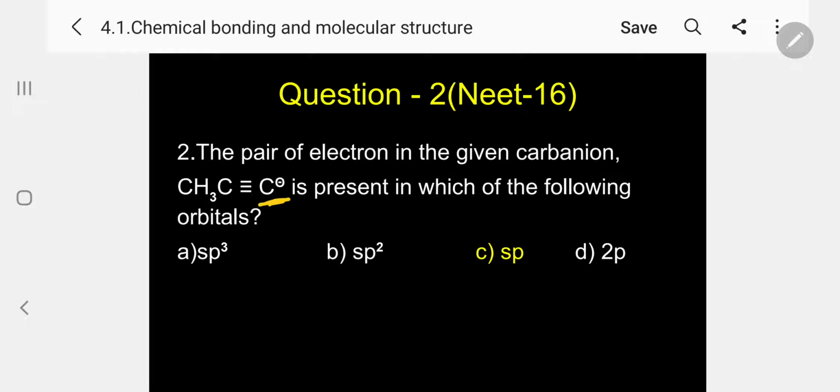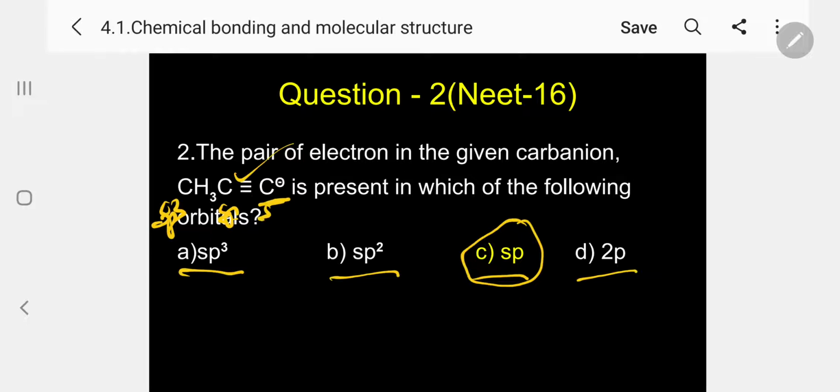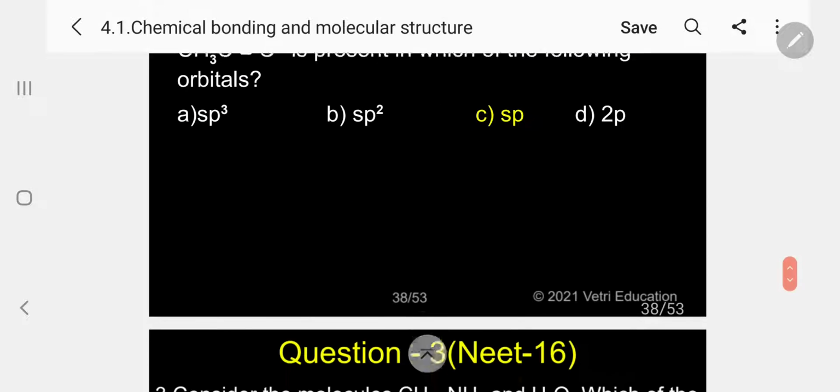CH3 triple bond C is present in which of the following orbitals? Is it sp3, sp2, sp, 2p? So it is sp because a triple bond is connected. So if you want to predict all the three carbon atoms, first is sp3. CH3 is sp3, then sp. This is the actual hybridization. So easy in the case of organic chemistry, my dear student, this trick you have to follow.